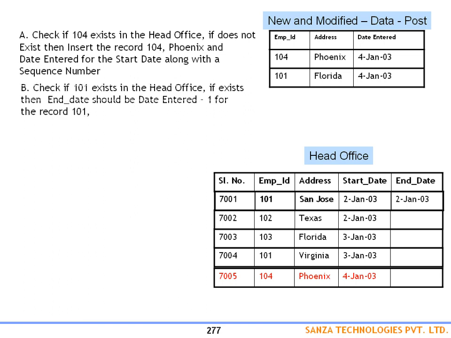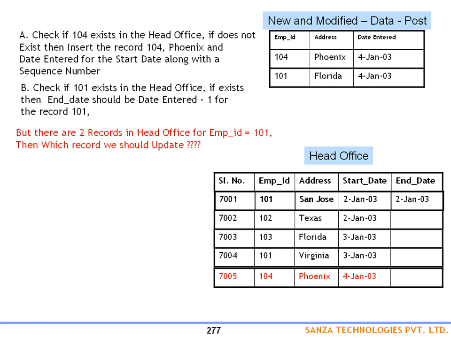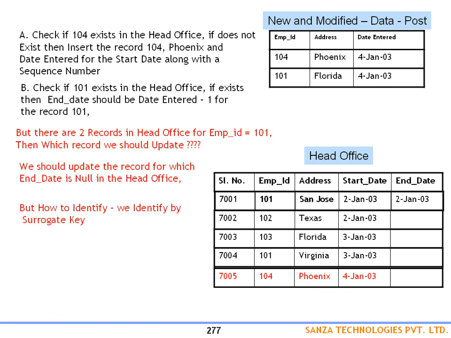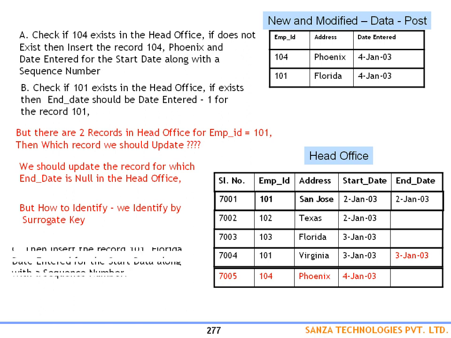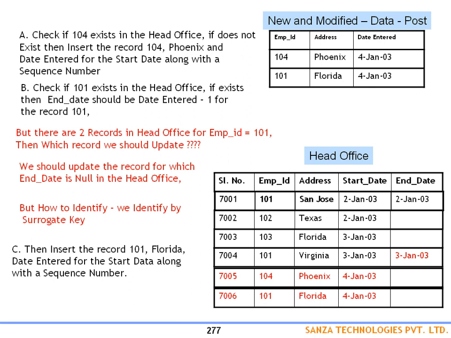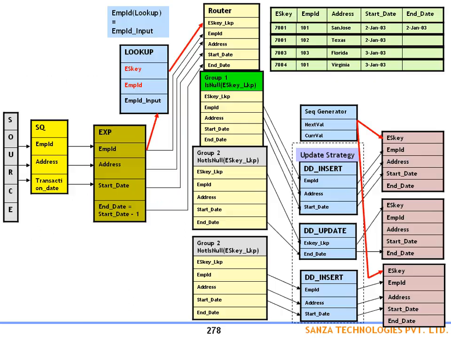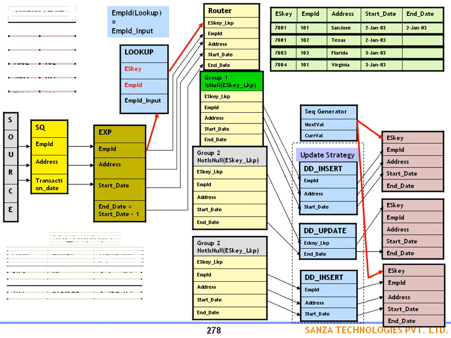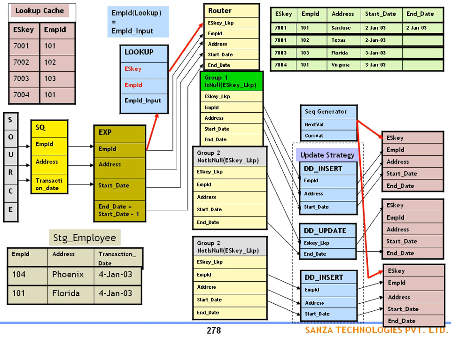101 exists, but there are two records. How will you identify which record? We identify by the end date which is null, the record which has a null end date. Then we identify the surrogate key. So 7004 has a null end date for 101. You update the end date with January, then you insert it as a new record. Now in your mapping, what do we do? Get only the records which are not null.